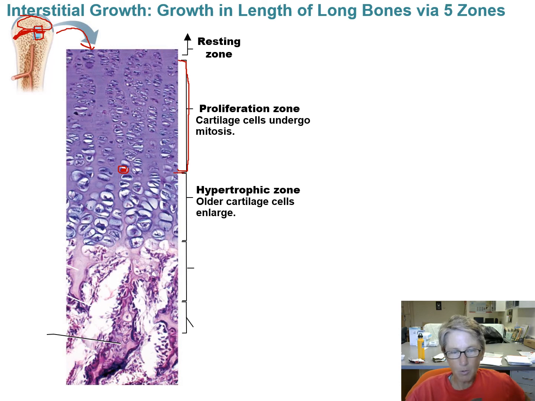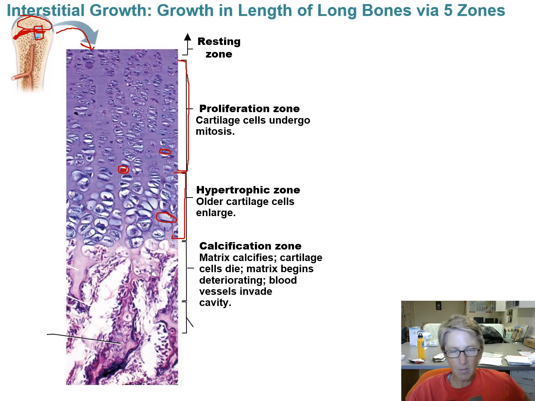Then there's a hypertrophic zone where the older cartilage cells get bigger. So this could be a little cartilage cell, and then this is an older cartilage cell. You can see it's bigger. And then this zone is the calcification zone, from here to here, where the matrix gets calcified. That means calcium and also phosphate comes in and turns that area into hard bone. In the calcification zone, the cartilage cells are dying, chondrocytes are dying. The matrix of the cartilage deteriorates.